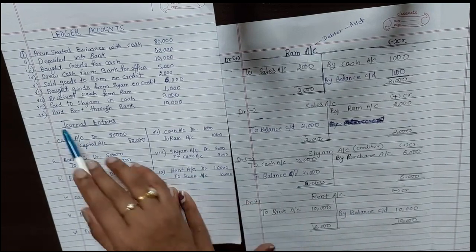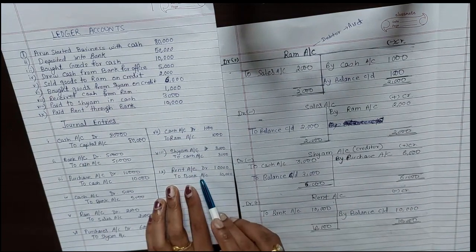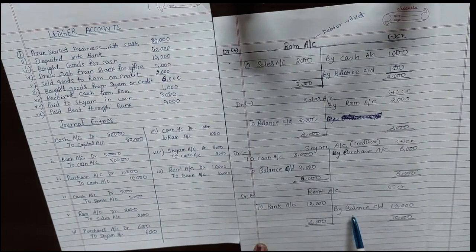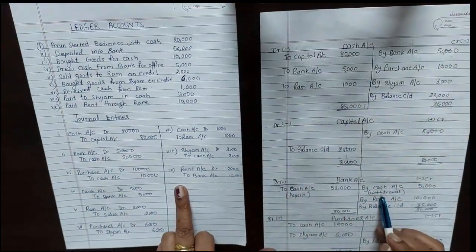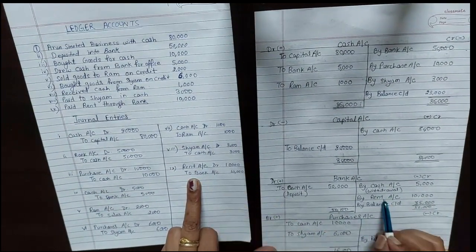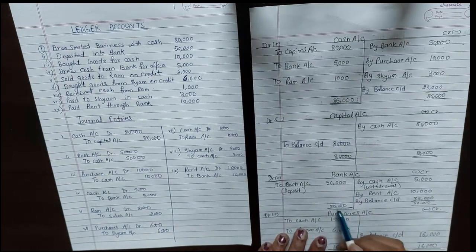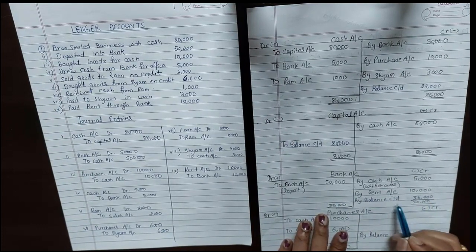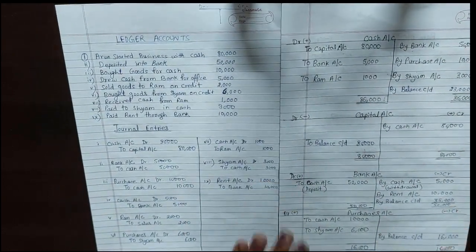Now the last entry is paid rent through bank 10,000. So again it is rent to bank. Rent will be a debit balance because it is an expense, and the bank account is credited. So "By rent 10,000." Now again here 5 plus 10, so 50,000 here. This side is less, this side is more, so I have to balance it. I wrote "By balance carried down 35,000." I balance.